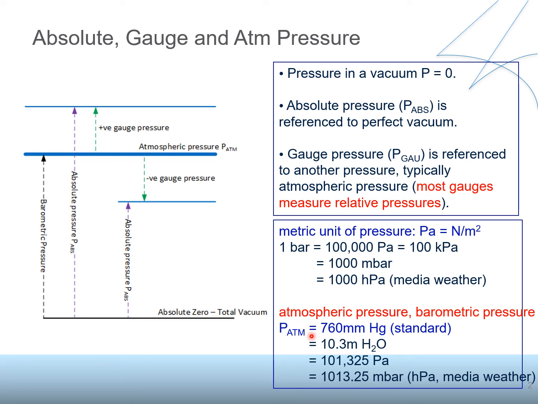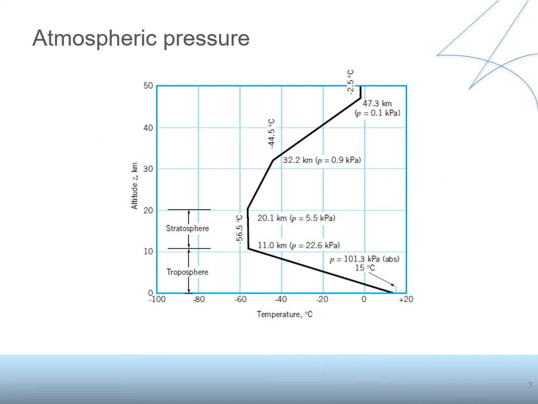And we know the barometric pressure we can measure in terms of mercury, in terms of water, in terms of Pascal, millibar, and so on. Atmospheric pressure is not constant. It changes with the height, so it changes with the location, at the sea level or at Mount Everest or above that, it is different. And also it depends on the temperature. So this figure here shows the relationship of temperature, altitude, and the atmospheric pressure.